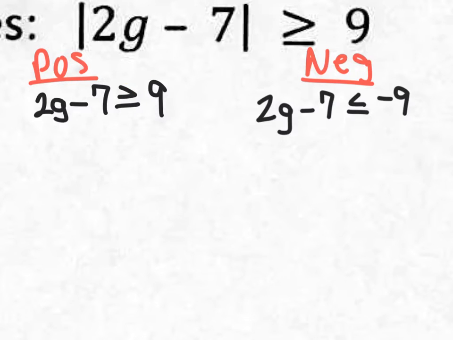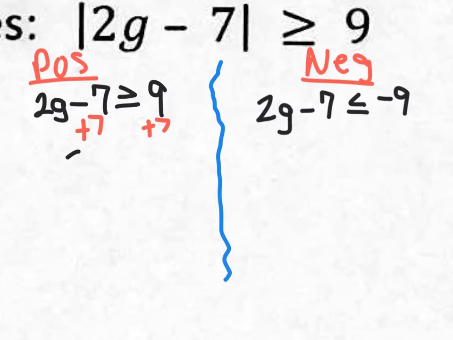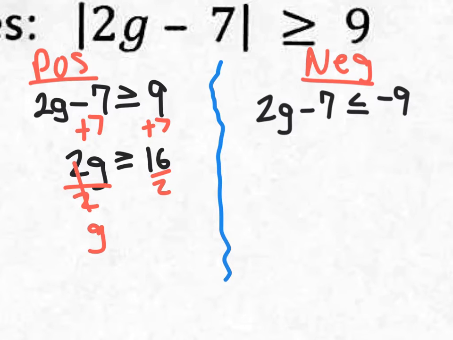Notice that the 2g is still 2g, the -7 is still -7. This flipped, and then the 9 became -9. That's how you do the negative situation. Now we need to technically work out both, all right? So on the left side, I'm going to have +7, +7. I'm going to have 2g is greater than or equal to 16. Then I'm going to divide by 2, divide by 2. G is greater than or equal to 8. Okay, that's an answer. Let me do the other one.